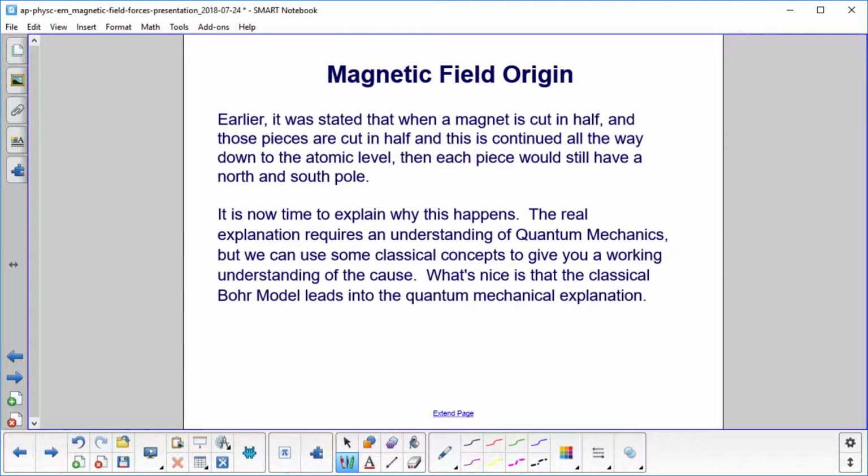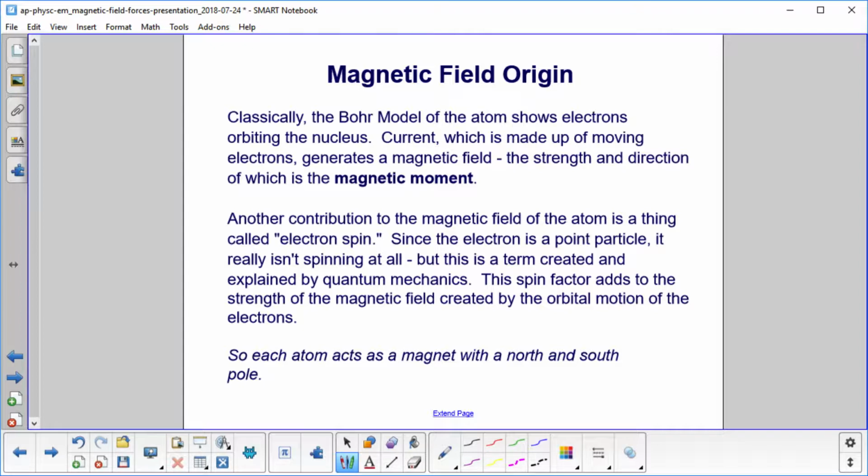Earlier, we stated that when a magnet is cut in half, and those pieces are cut in half, and this is continued all the way down to the atomic level, then each piece would still have a north and a south pole. It is now time to explain why this happens. The real explanation requires an understanding of quantum mechanics, but we can use some classical concepts to give you a working understanding of the cause. What's very nice is that the classical Bohr model leads into the quantum mechanical explanation.